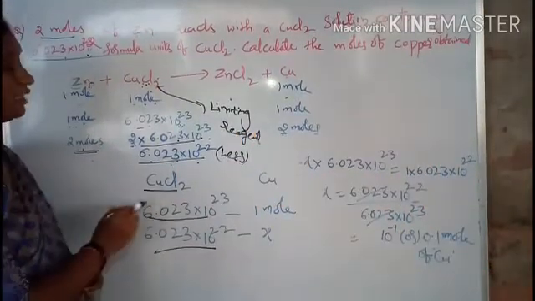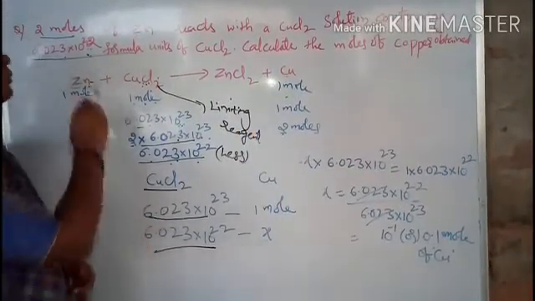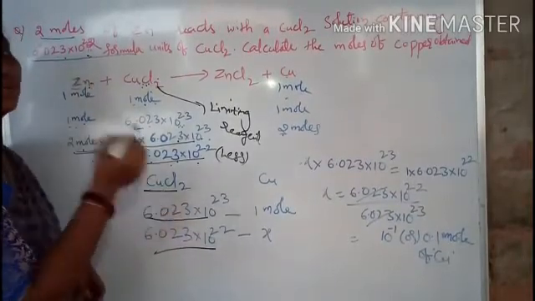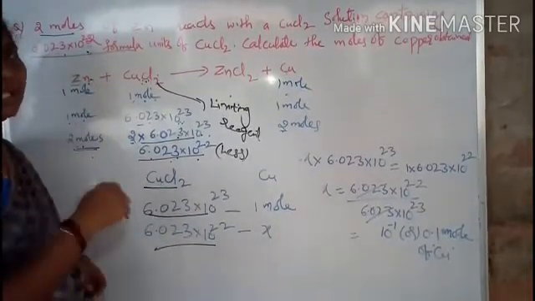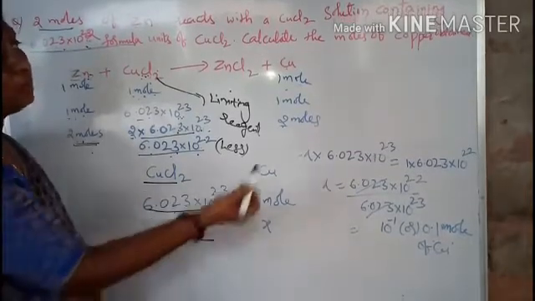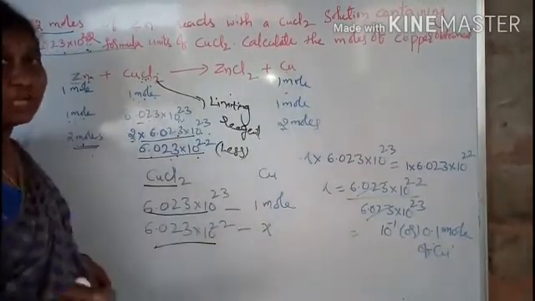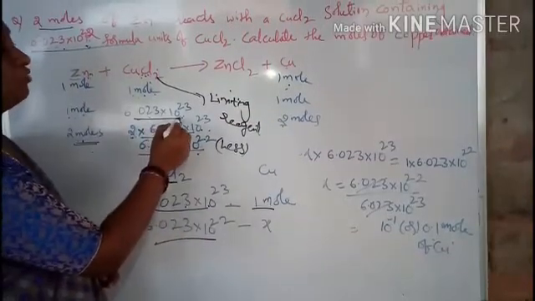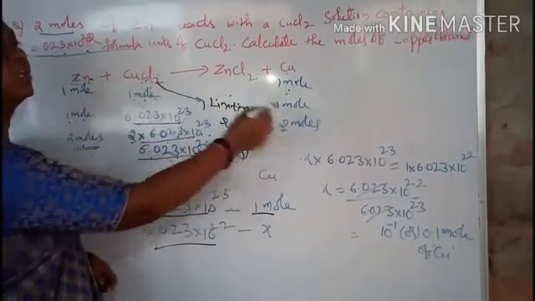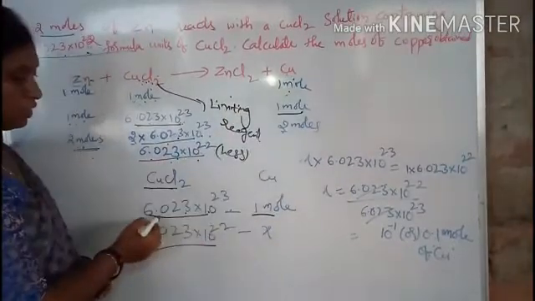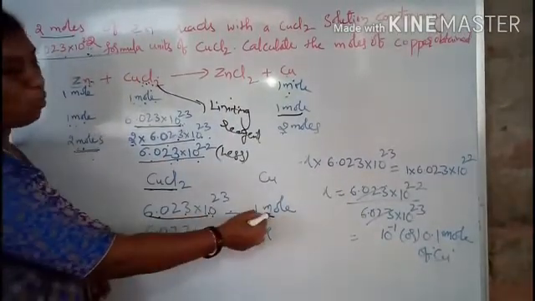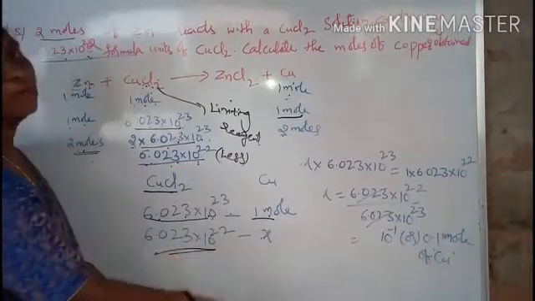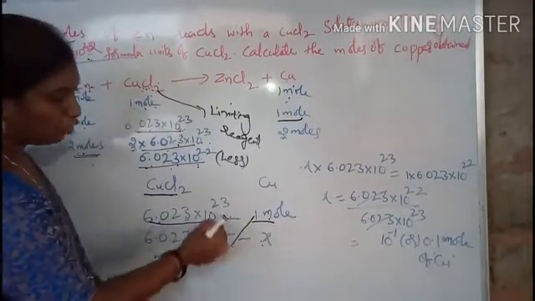So consider CuCl2 here. When 6.023 into 10 to the power 22 formula units or molecules of CuCl2 react with the excess of zinc, how many moles of copper is obtained? That we have to calculate. From the chemical equation, 6.023 into 10 to the power 23 molecules of CuCl2 gives 1 mole of Cu. Then 6.023 into 10 to the power 22 gives how many moles? Let it be X. Now do cross multiplication.